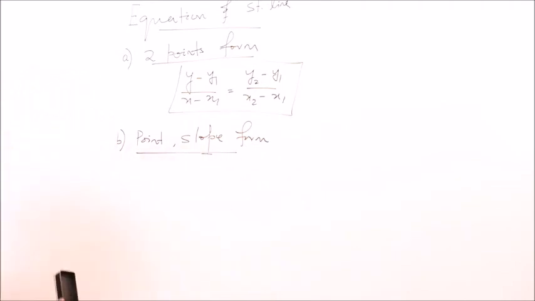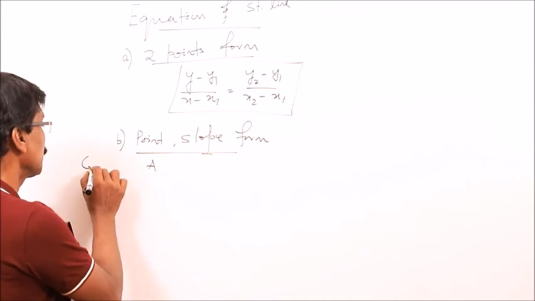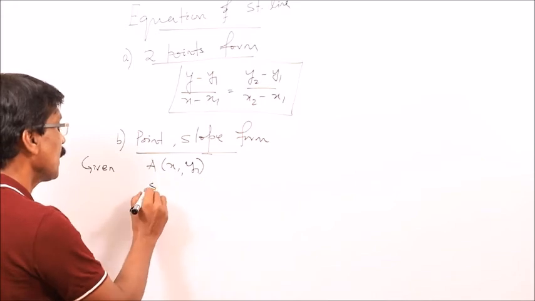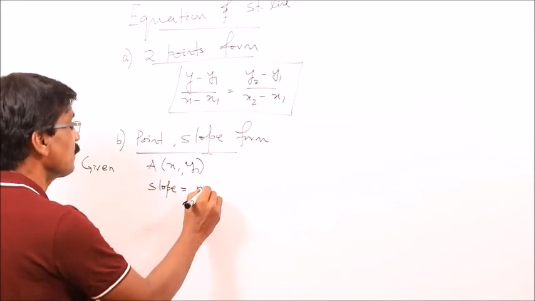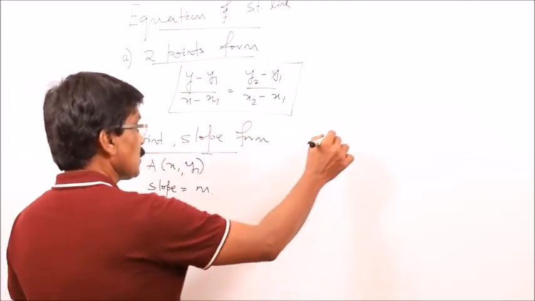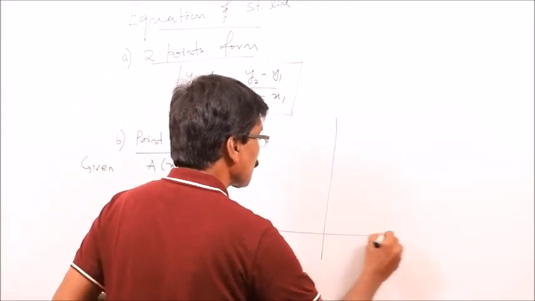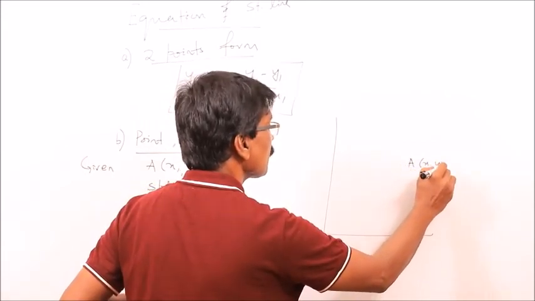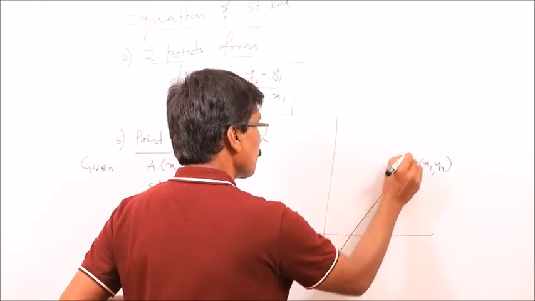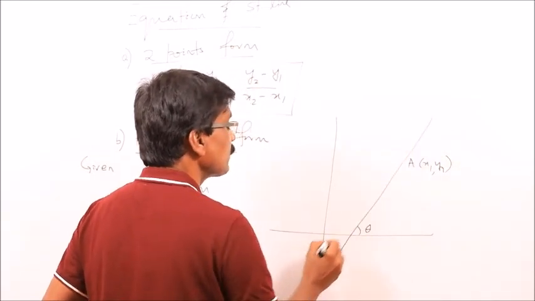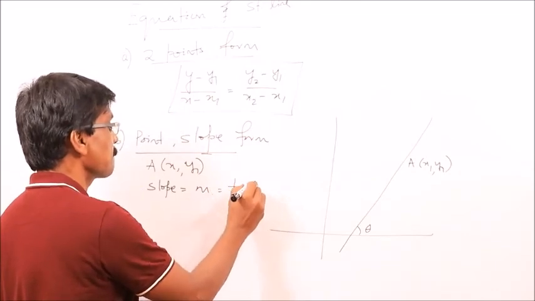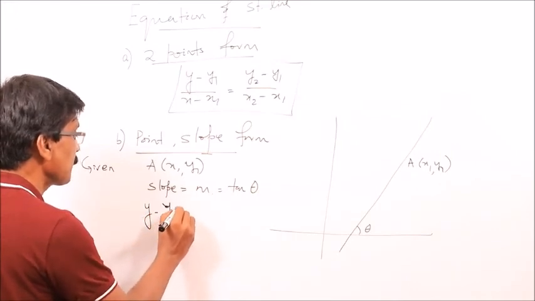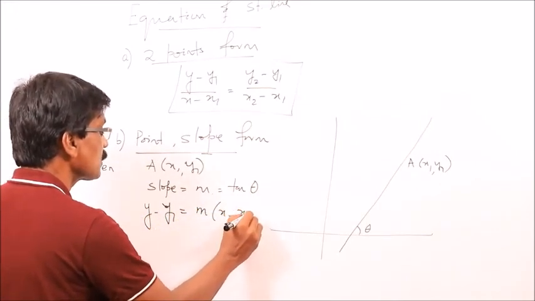So point slope form means we are given a point A x1 y1 and slope is equal to m. Suppose a point A is given x1 y1 and line having slope m is given, that is tan theta. So equation of line will be y minus y1 is equal to m into x minus x1.